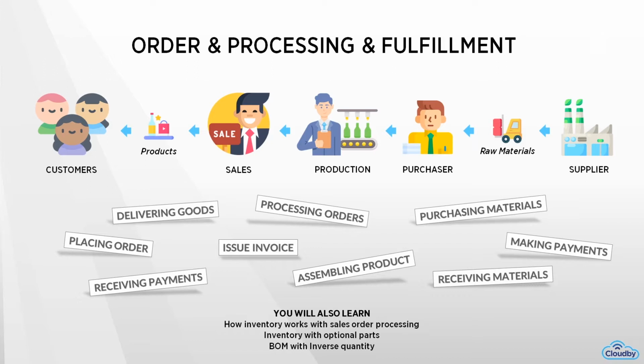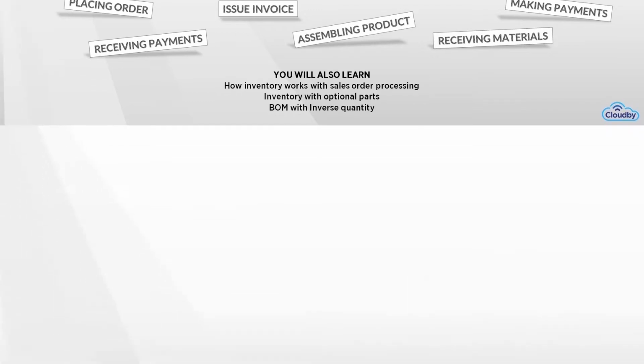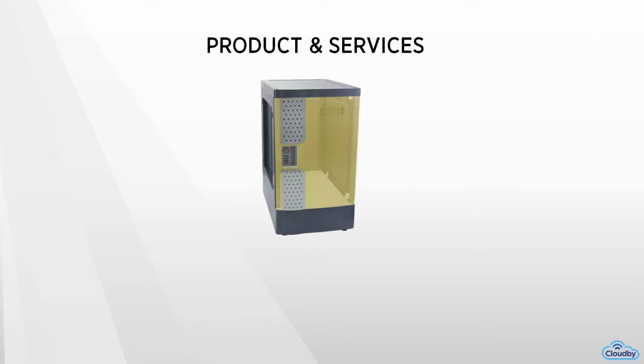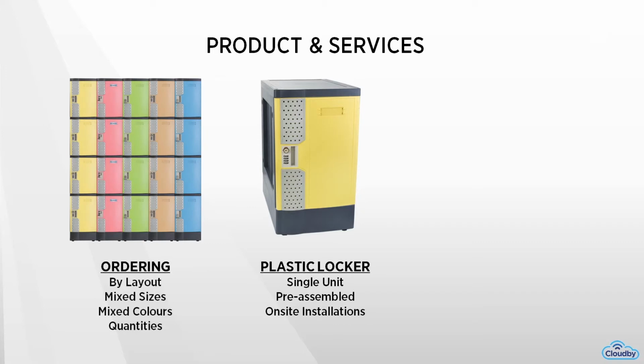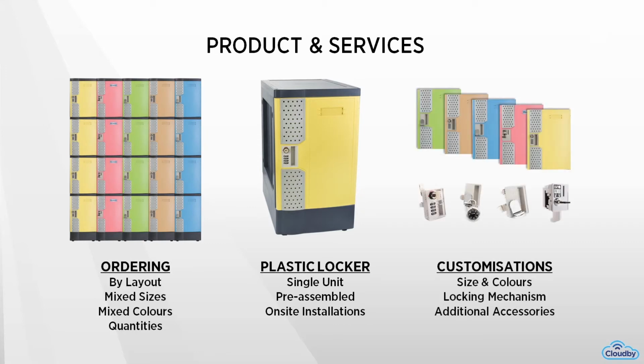Before we begin our demonstrations, let me introduce the example company's product and service offer. This is a single unit of plastic locker. It is modular by design, and comes pre-assembled. The company also provides on-site installation for their customers. Typically, the sales quantity of this plastic locker depends on the required layout. Customization can be made towards the size, door colors, locking mechanism, and other accessories.